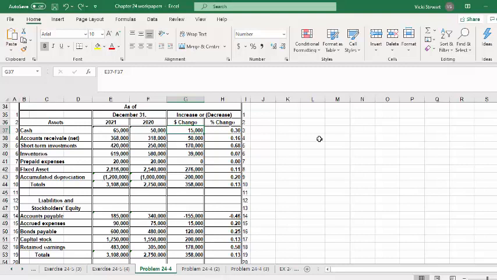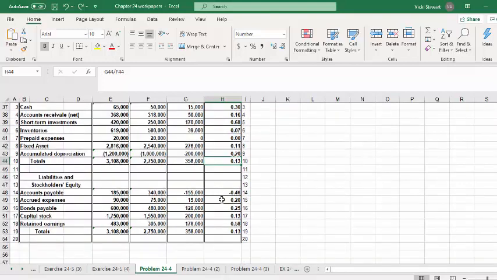Then after you have computed the dollar change, I set up my spreadsheet to calculate the percentage change. What it is doing is taking the dollar change and dividing it by the 2020 amount so that you can see what the percent change is for that particular account. And I have done that for each one of the accounts and the total, so total assets, and then for each one of the liabilities and stockholders' equity accounts.